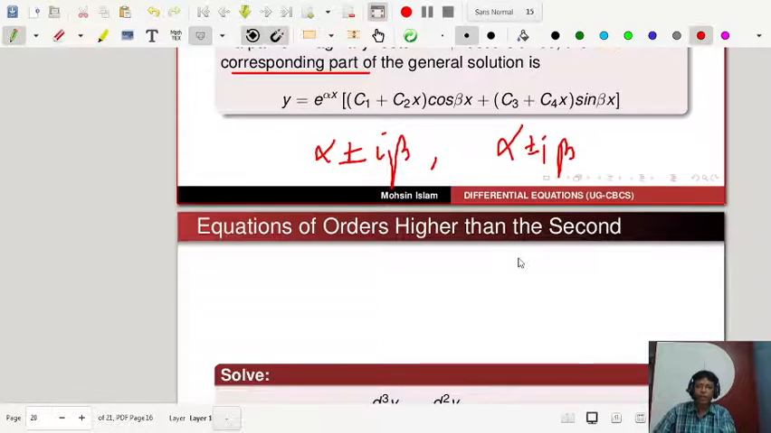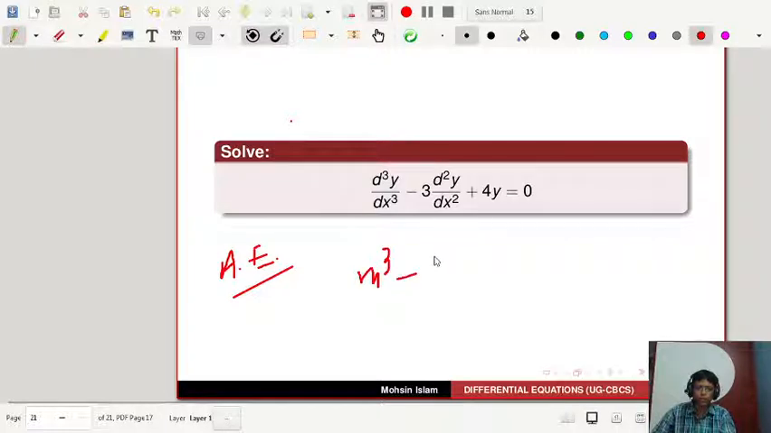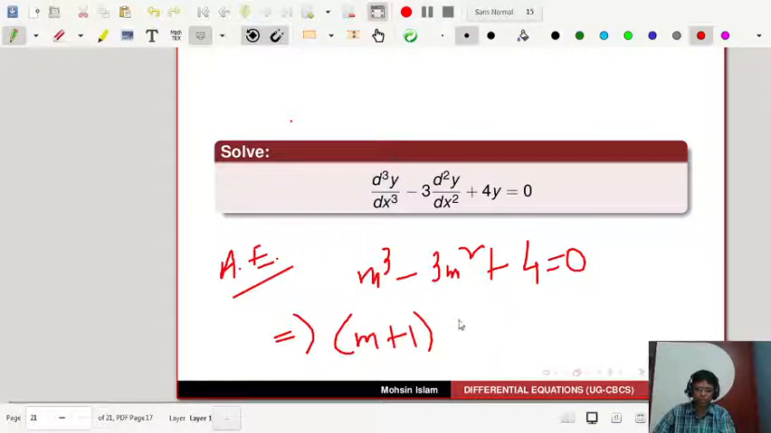Okay, so let's have an example. It's a cubic equation. Let's solve this. You check for the trial solution, and y equal to e to the power mx will give you the auxiliary equation. The auxiliary equation is given by m cube minus 3 m square plus 4 equal to 0, right? If you solve this, you will get m plus 1 times m minus 2 times m minus 2 equal to 0. So what is the general solution of this?